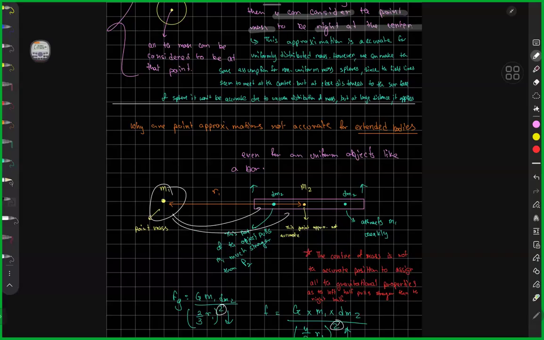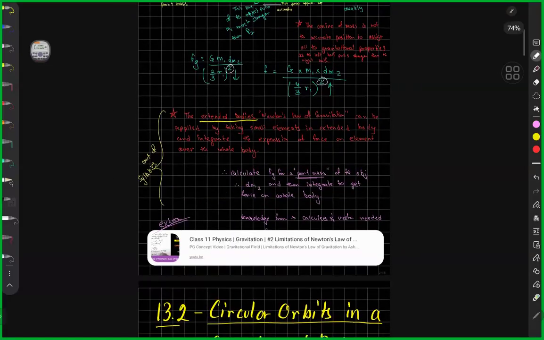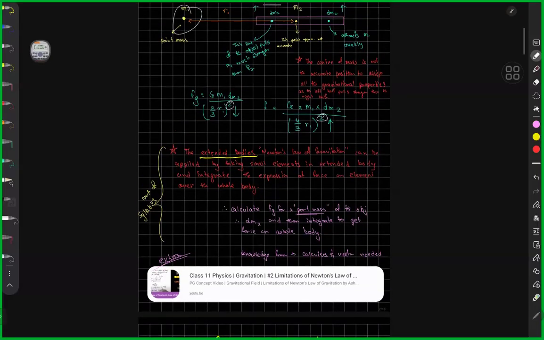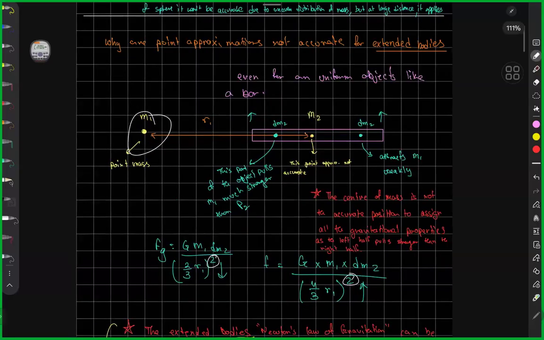Okay. So this extended body will have a very different center of gravity. And for that, you need to take help of calculus. You can watch this video if you're interested, but this is out of your syllabus. If you want, you can study it, but you need help of advanced calculus. You basically take a small mass over here and integrate it over the entire body to find the center of mass. Not in your syllabus, you don't need to worry about it.